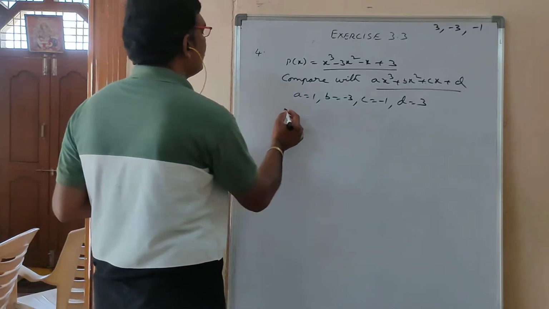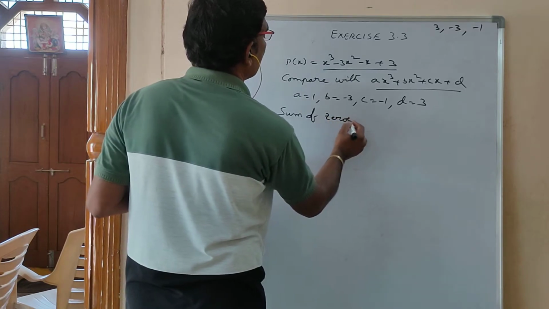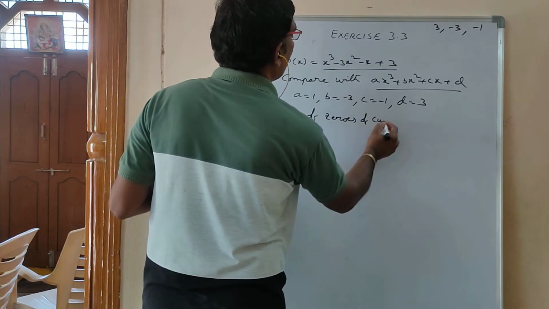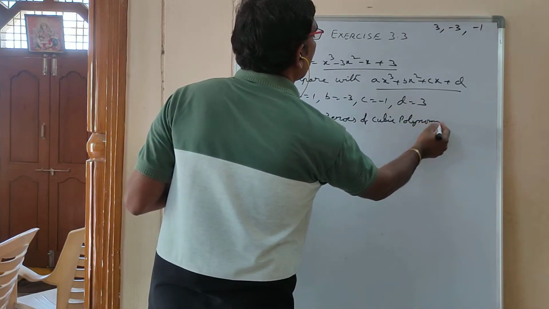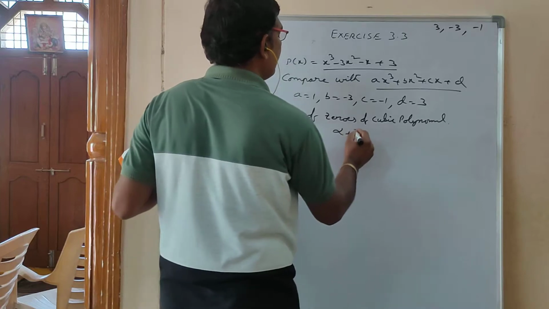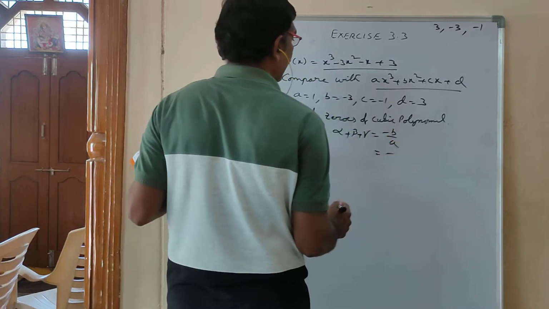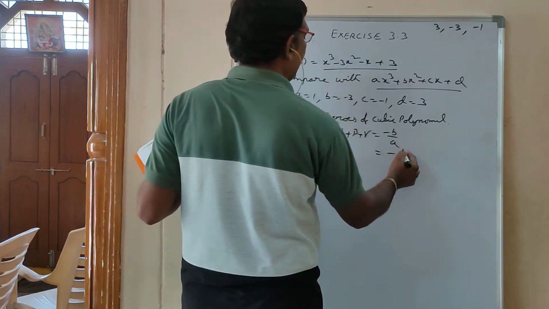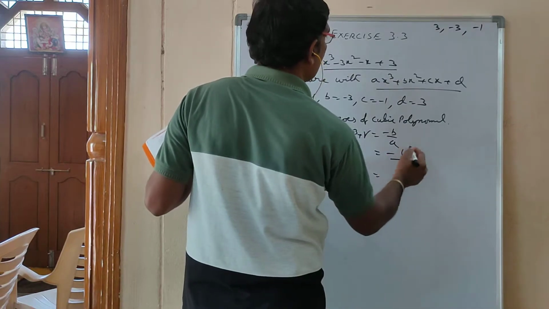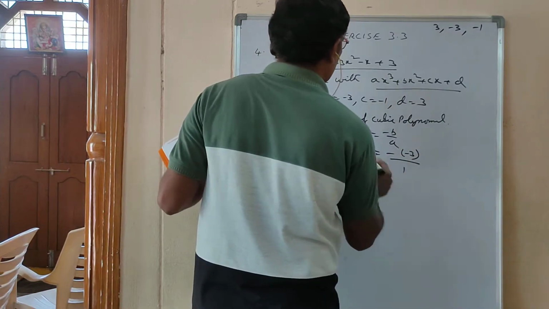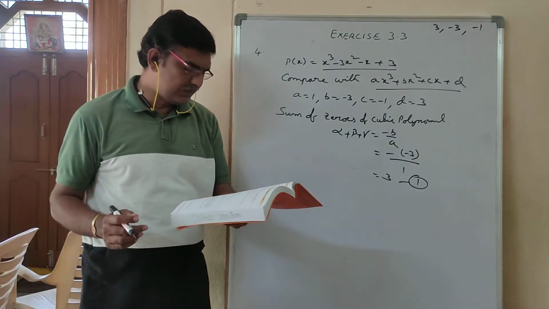Now, sum of zeros of a cubic polynomial. So alpha plus beta plus gamma formula is minus b by a. Minus, what is b here? Minus of -3. What is a here? 1. Minus of -3 is how much here? 3. How much did you get here? 3 by 1. Alpha plus beta plus gamma you got as 3.